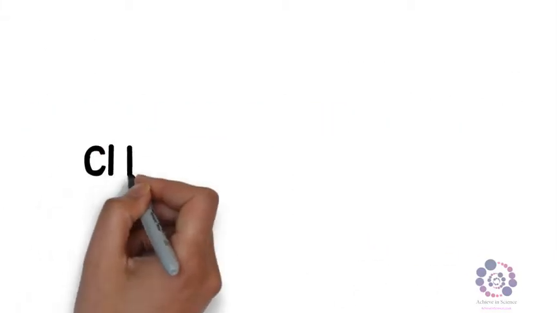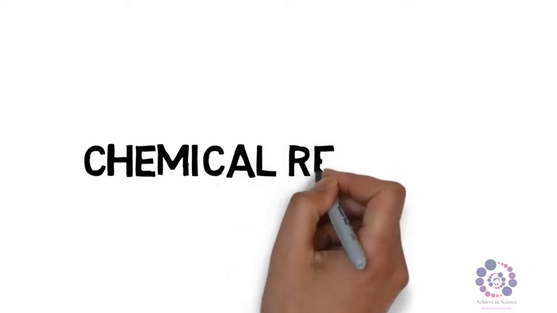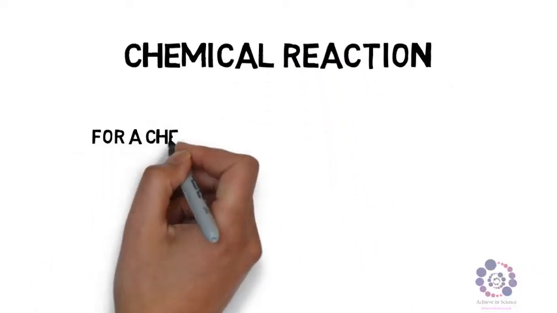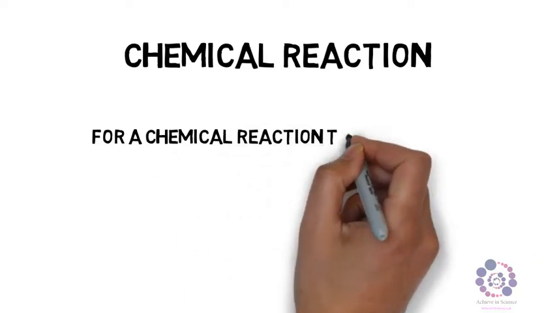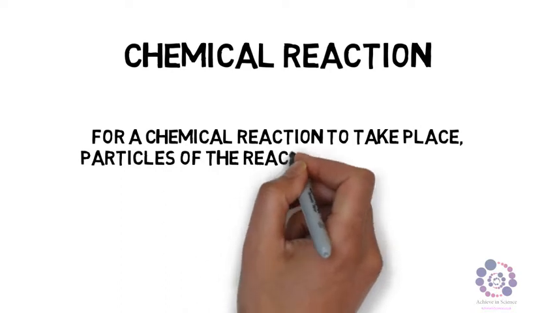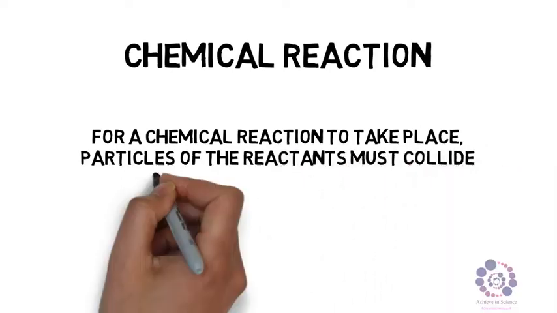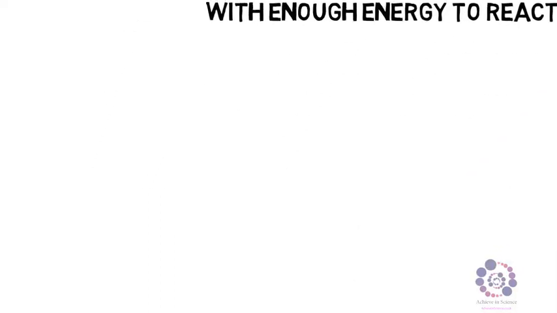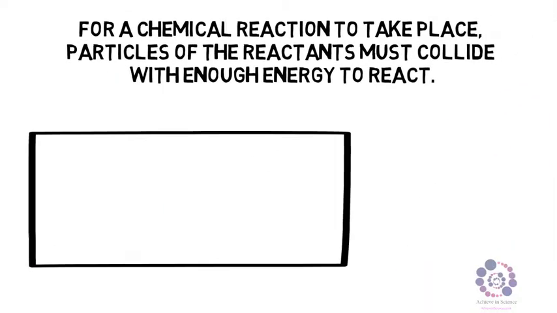Before we begin, it's always worthwhile reminding ourselves of what happens in a chemical reaction. For a chemical reaction to take place, particles of reactants must collide with enough energy to react. In this video then, we're going to look at the effect of temperature upon rate of reaction. Let's have a look at an example.